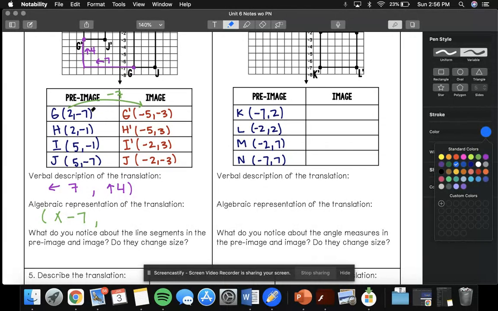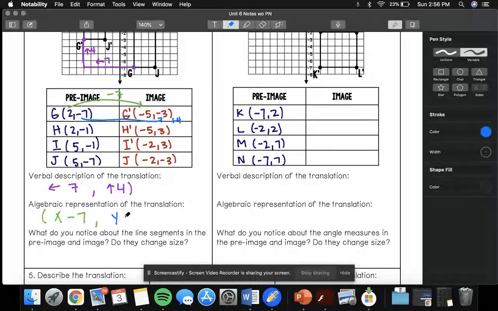Then we need to figure out our movement up and down. So we're at -7 and we have to get to -3. So it gets closer to 0 and it looks like it goes up by 4. So we're taking our Y coordinates and we are adding 4 to it. I can also see that visually by us going up 4. Okay. -1 plus 4 is 3. -1 plus 4 is 3. -7 plus 4 is -3. So all of these coordinates show the same algebraic representation.